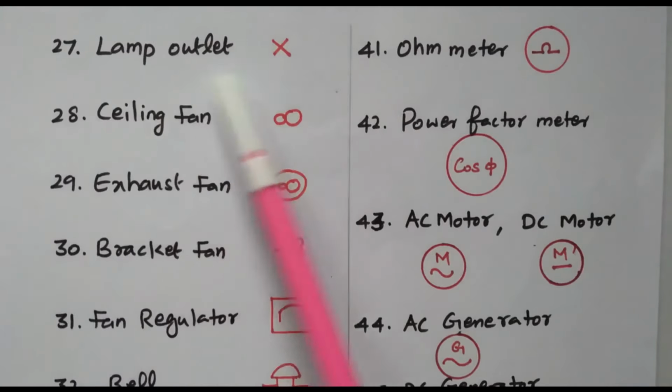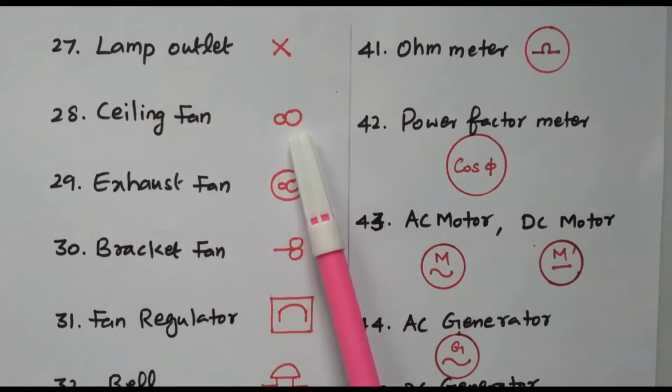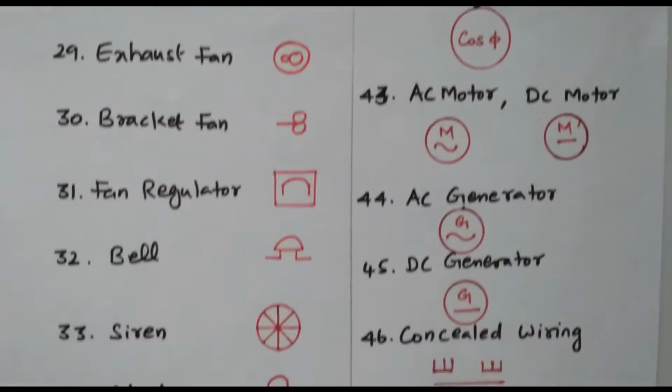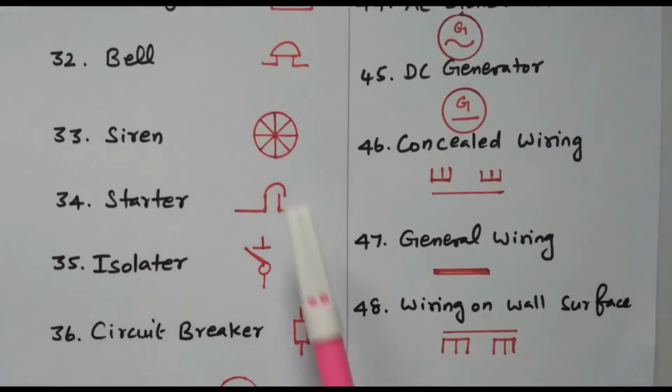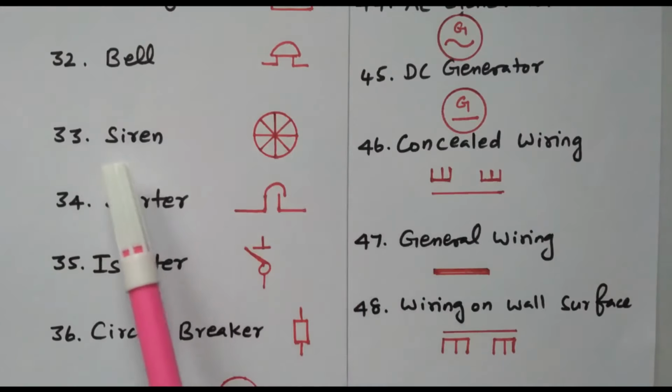If it is a general lamp outlet, it is a cross mark. Then ceiling fan, one small circle and one big circle. Exhaust fan is the same thing over which one circle is available. Then bracket fan means one line is available. The fan regulator, one box is there over which one small semicircle is available. Then bell. Bell is represented like this, a small circle over which the lines are available. This is the bell.